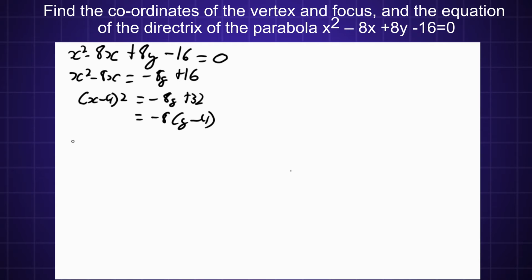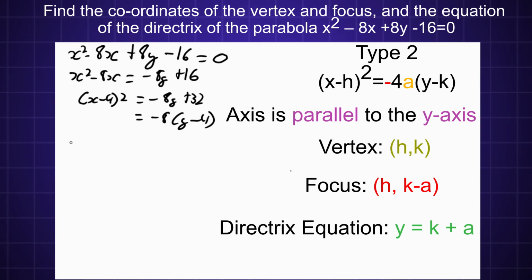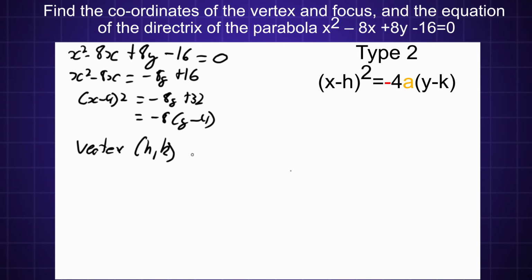Since the left side is (x minus 4) squared, we know that it is a vertically orientated parabola. And since there is a negative sign before the 8, we know that it is concave down, which correlates to our second type of parabola. Therefore, since the vertex is at (h, k), the vertex is equal to (4, 4).